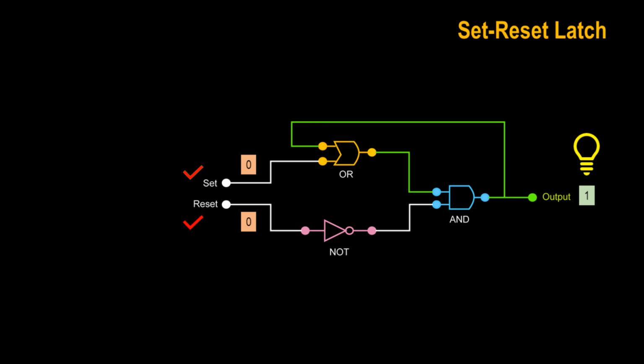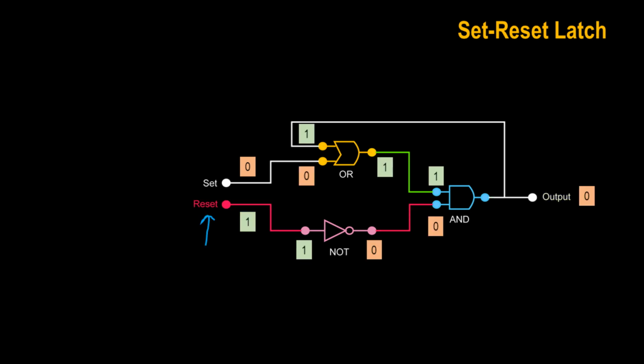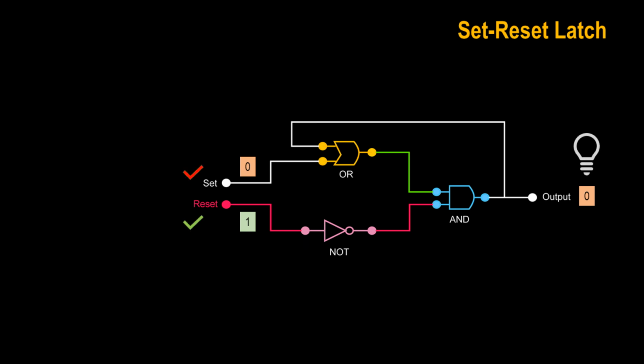To erase this memory, we have to switch on the reset switch. Then the output from the NOT gate will be 0. So that will set one input for the AND gate to 0. This will in turn generate an output of 0. That feedback will also become 0. So the output from the whole circuit will be 0. The memory is erased. Now I can switch off the reset switch. The circuit is set to the initial condition.